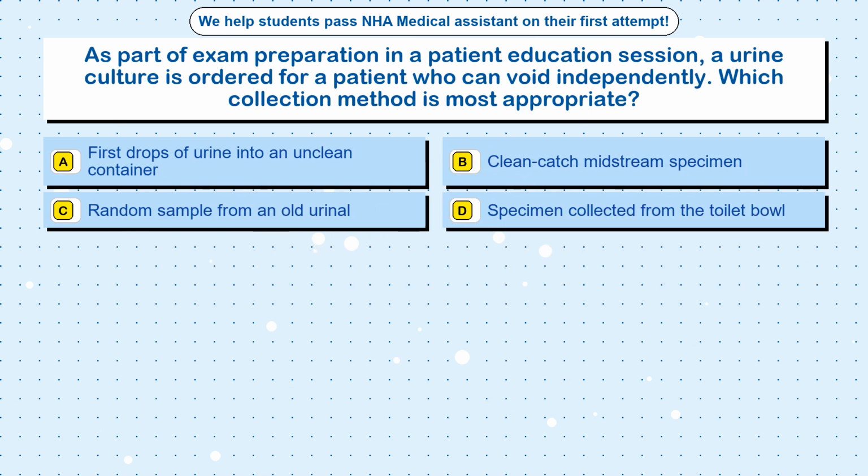Question 59. As part of exam preparation in a patient education session, a urine culture is ordered for a patient who can void independently. Which collection method is most appropriate? Option A. First drops of urine into an unclean container. Option B. Clean catch midstream specimen. Option C. A random sample from an old urinal. Option D, specimen collected from the toilet bowl.